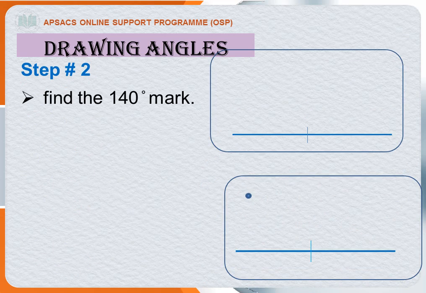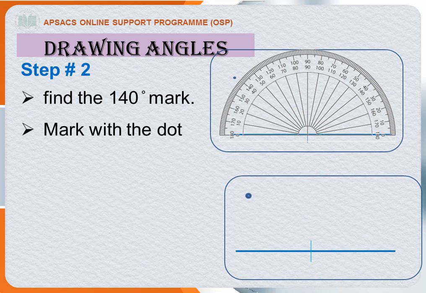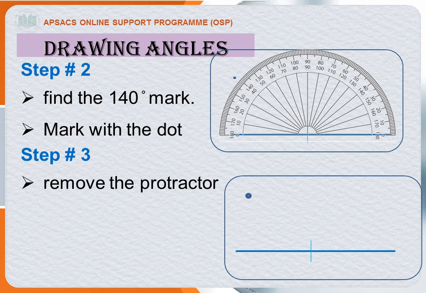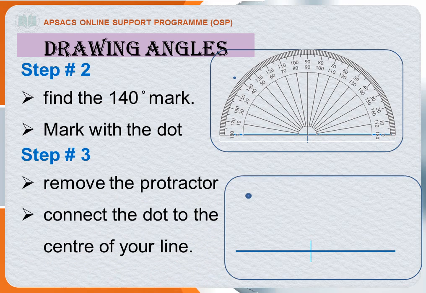Now look, step 2: find the mark of 140 degrees, because we have to draw an angle of 140 degrees. So mark it with a dot like this. Place your protractor on the line and your next step is to mark at 140 degrees. Clear?